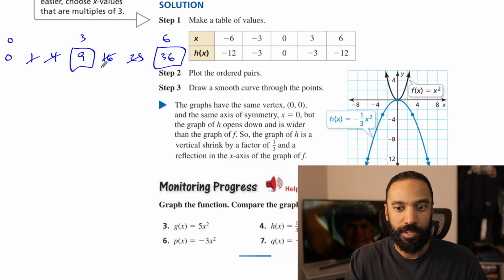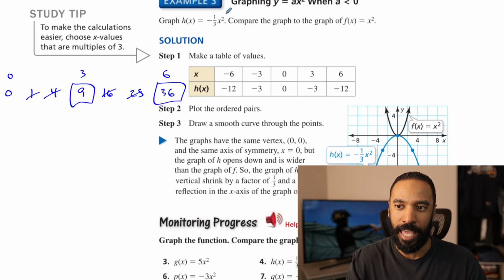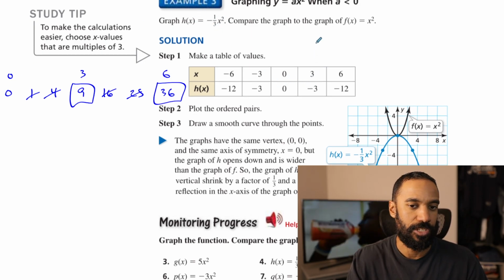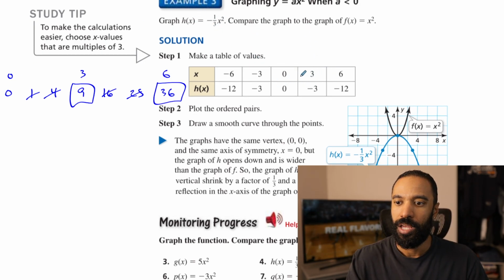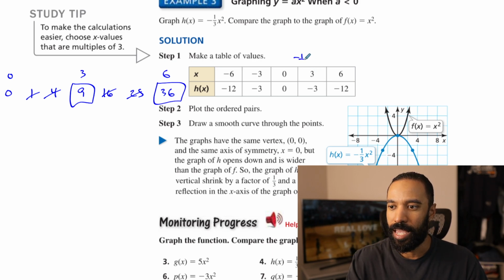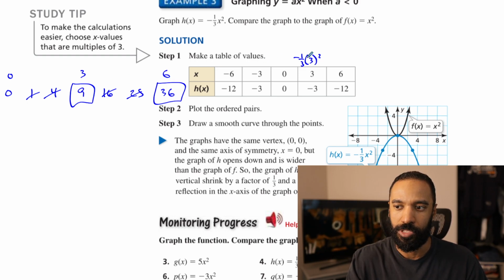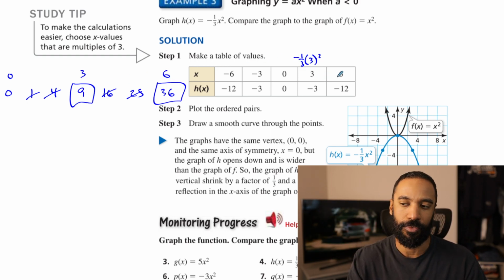So why do we divide them by 3? Because we're multiplying by negative 1/3. We'll talk about the negative next. It just goes down instead of up. But notice when you go over 3, that is negative 1/3 times 3 squared. 3 squared is 9. Boom. Times negative 1/3 is negative 3.